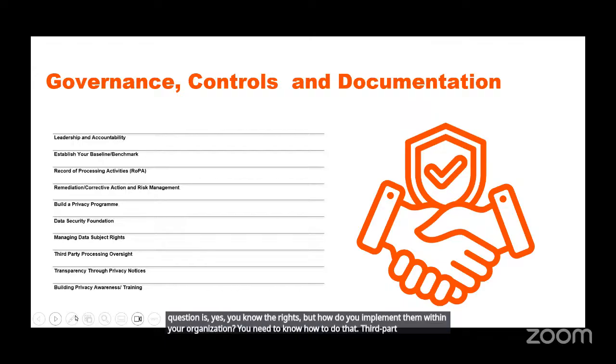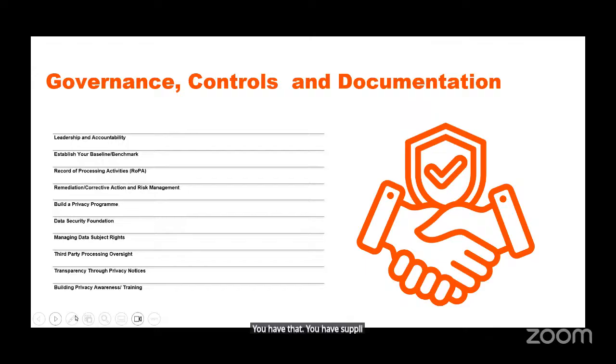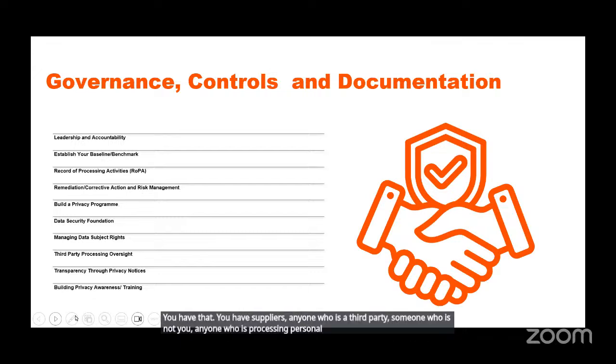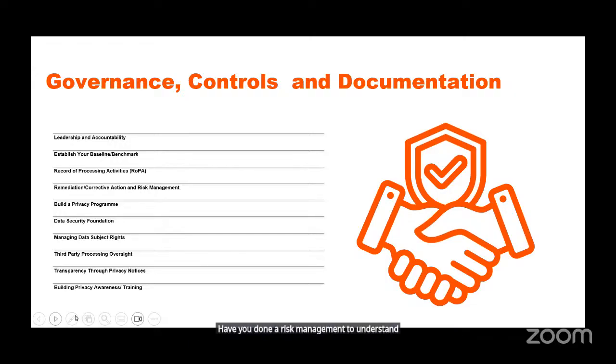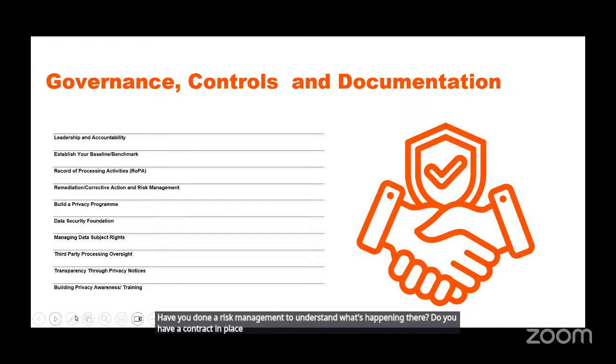Third-party processing oversight. Third-party processors, the cloud, suppliers, anyone who is a third party, someone who is not you, anyone who is processing personal data, the processor. You need to have oversight over that. If you're asking someone to process personal data on your behalf, have you done a risk assessment to understand what's happening there? Do you have a contract in place? You need to look at all the third-party agreements you have. Are you giving third parties any personal data to process on your behalf? You need to do that analysis.